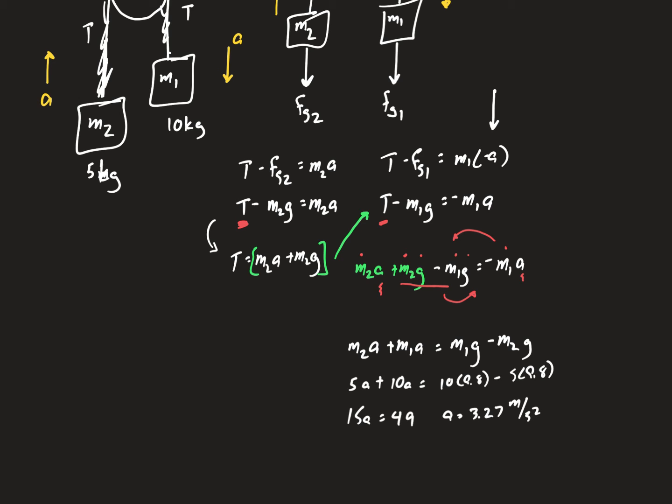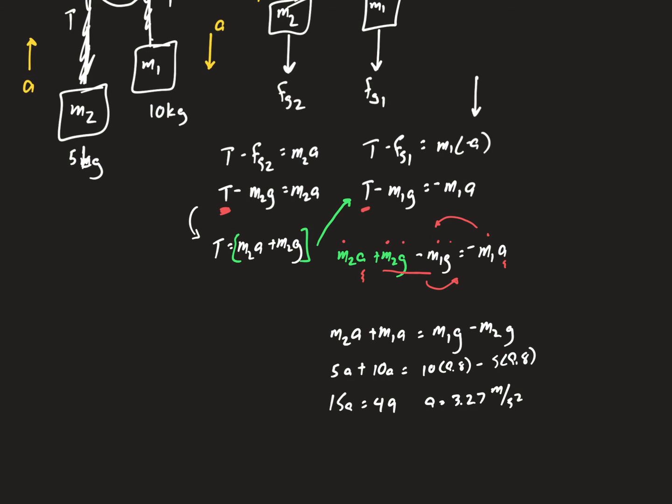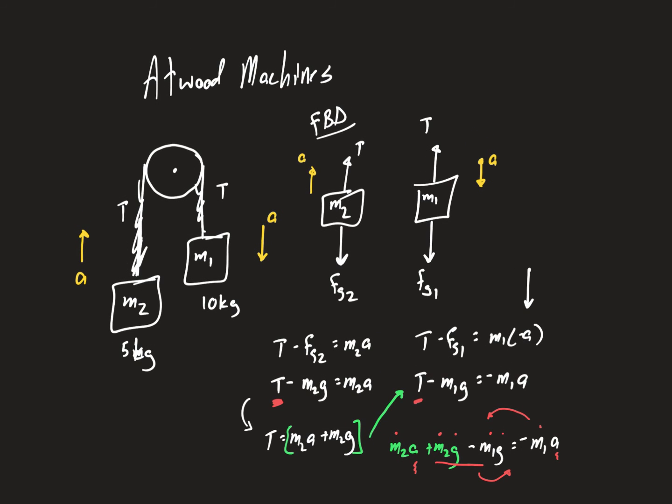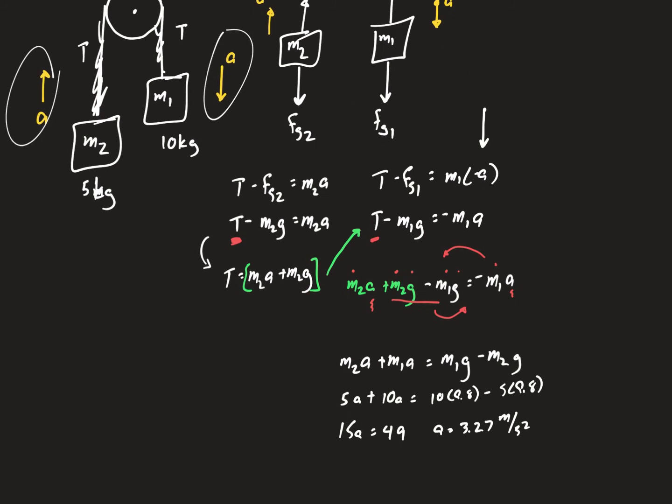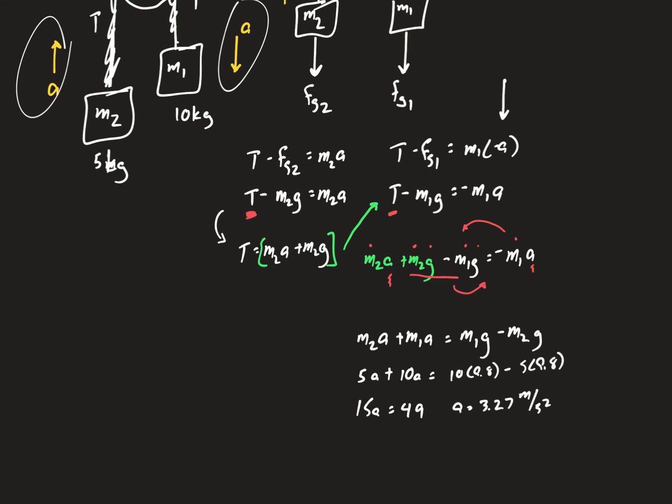That's pretty cool. Once again, when I look at this, M1, this one right here, would be accelerating downward, and M2 would be accelerating upward. So we would find the acceleration using this system of equations. Then we would go back and figure out what the tension is. I would plug it into either one of these. Let's just use this first one right here to find tension.